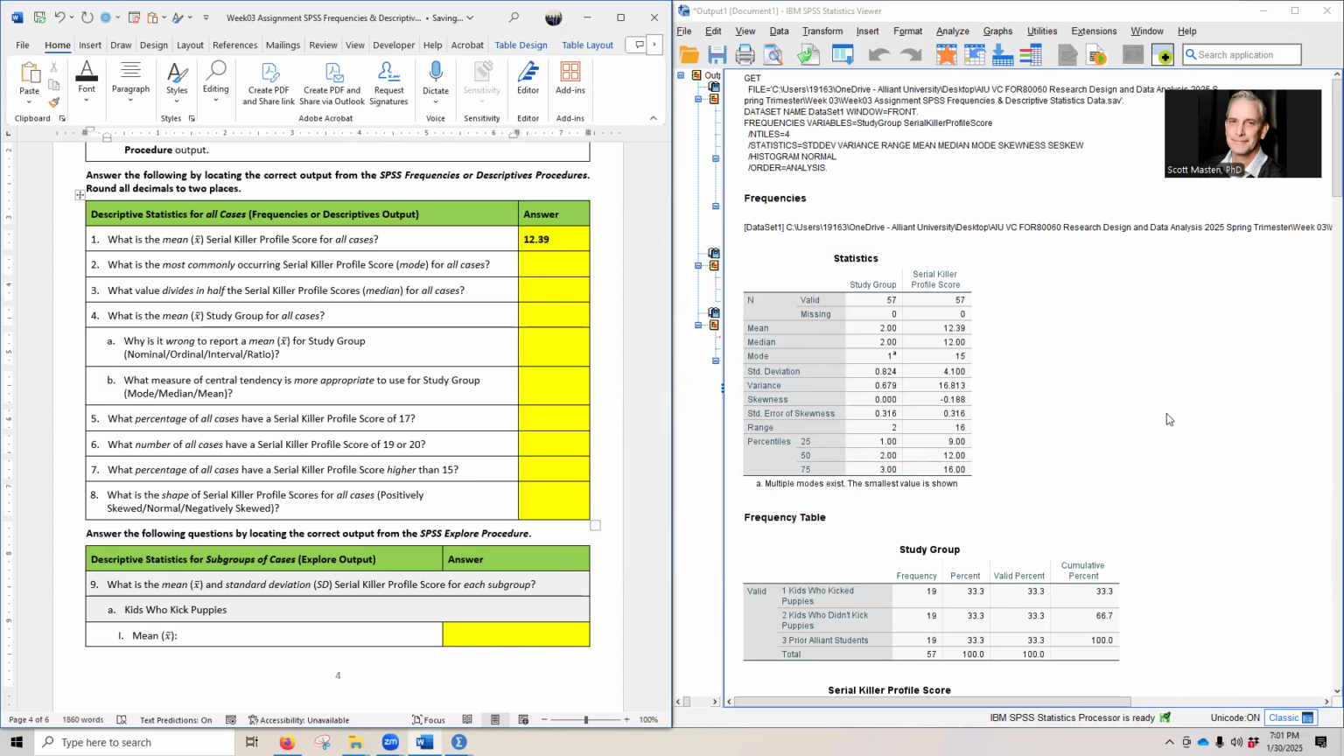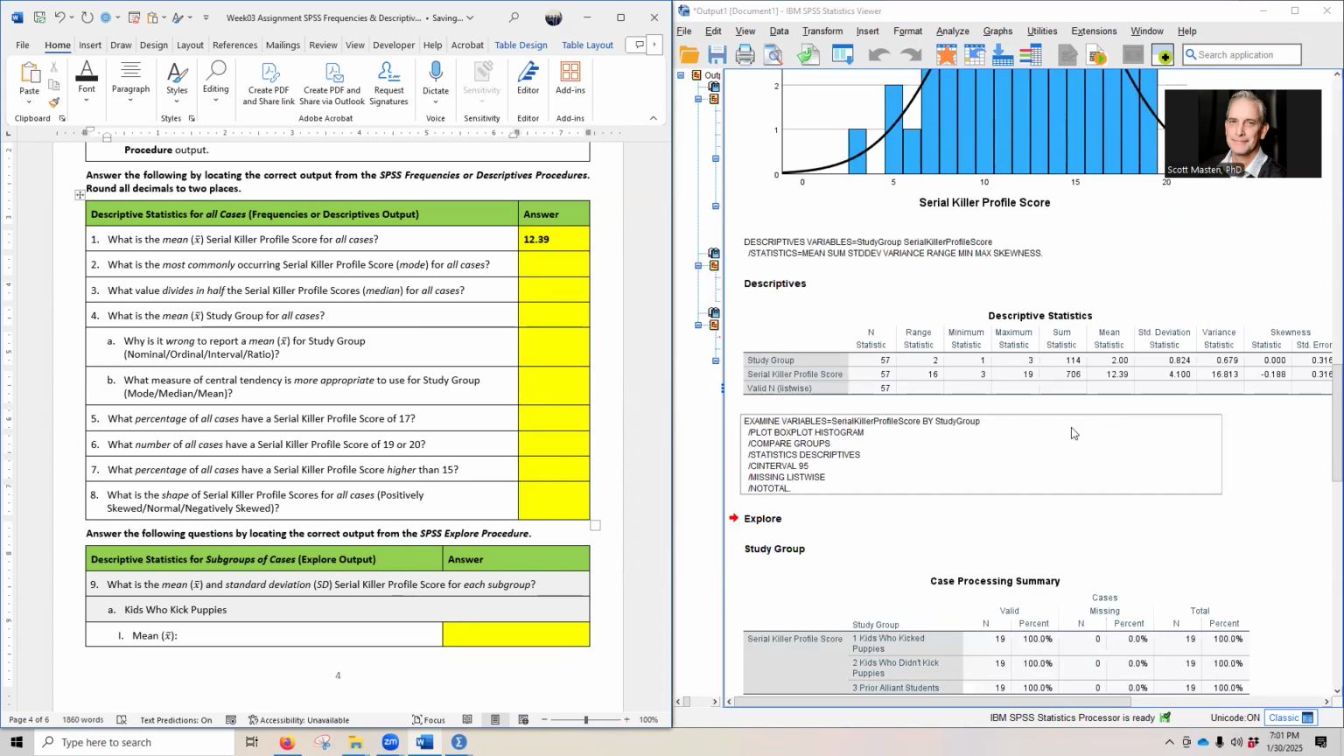So just to verify, you could have got them from descriptive statistics as well. This is the descriptives procedure. Let's scoot on over till we get to mean for serial killer profile score, 12.39. So same answer.